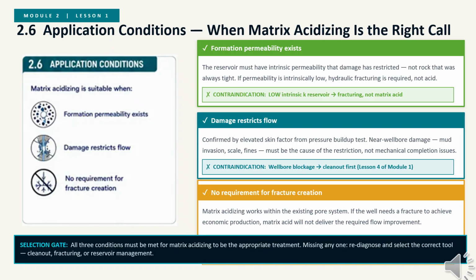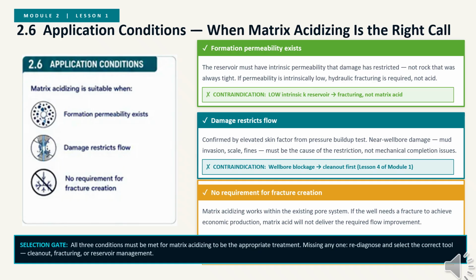This is a decision gate. 3 conditions must all exist. First, the formation must have permeability. If the rock is tight, acid will not fix it. Second, damage must be restricting flow. You confirm this with skin. Third, you must not need a fracture. If the well requires a new flow path, acid will fail.